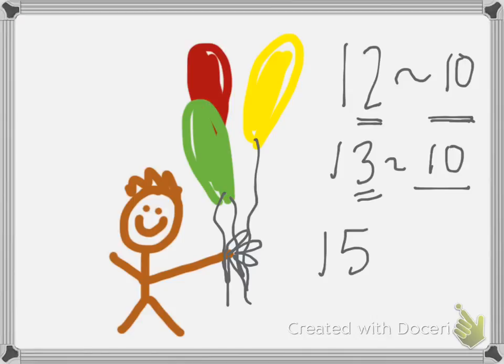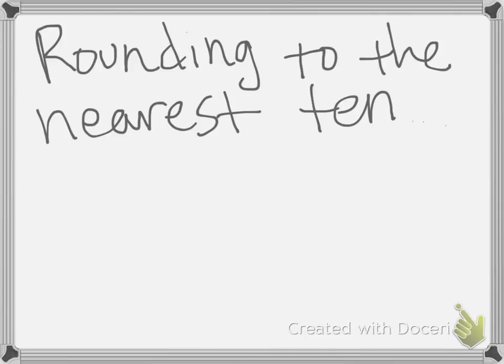Now, what if you have 15? Hold your balloons, and we're going to let go of 5 fingers. 1, 2, 3, 4, 5. Where did the balloons go? You let go. So that rounds up to 20. That's the way I always remember whether to round down or up.